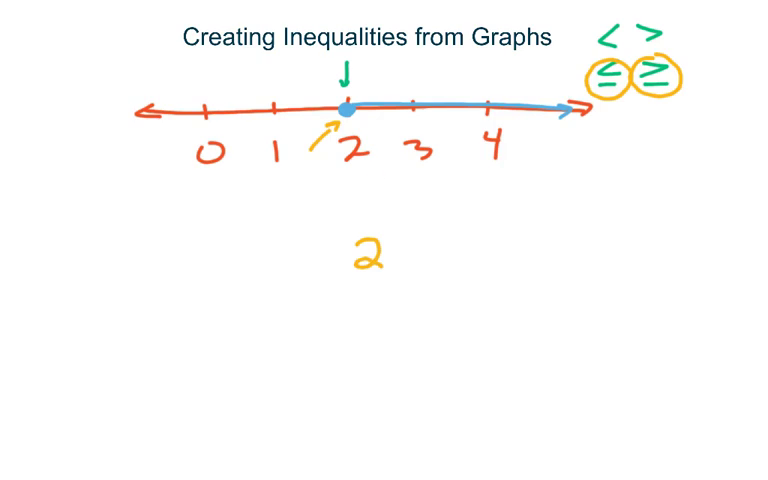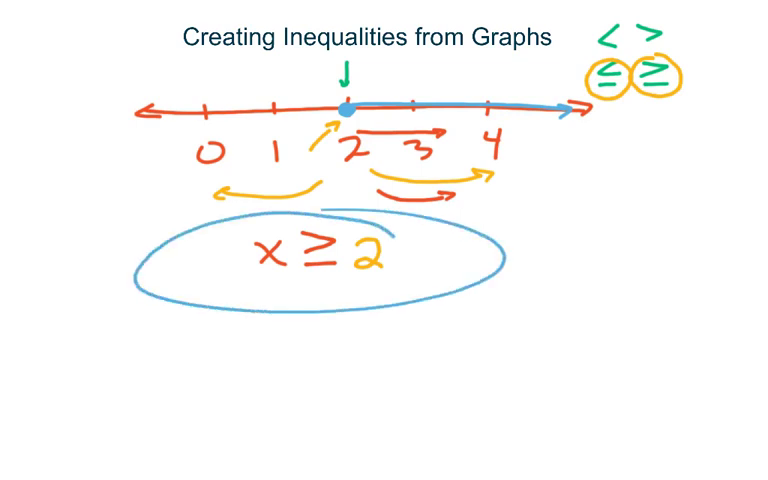Now, are the numbers increasing this way or are they decreasing this way? Well, everything on this one seems to be on the increasing side. So we would say that x has to be greater than, in this case, or equal to 2, because everything on this side is increasing and is greater. So our final solution, x is greater than or equal to 2.